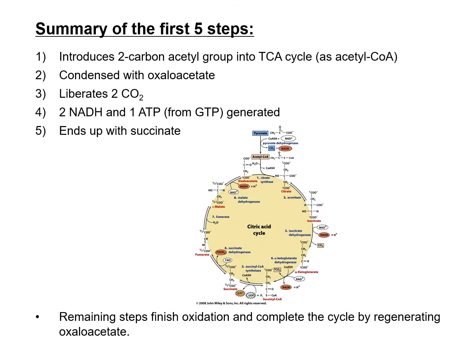So here's the summary of the first 5 steps of the TCA cycle. First, it introduces the 2-carbon acyl group into the TCA cycle as an acyl-CoA, and then it is condensed with oxaloacetate, and then liberates 2 carbon dioxide and also generates 2 NADH and 1 ATP, which is generated from the GTP, and it ends up being succinate. And the remaining steps basically finish the oxidation and complete the cycle by regenerating oxaloacetate for the next cycle.